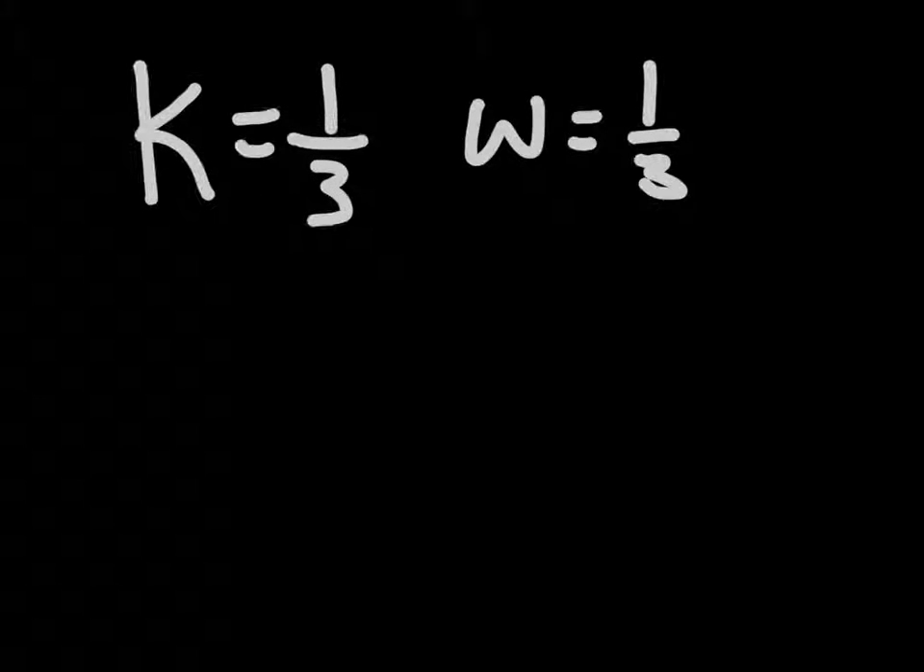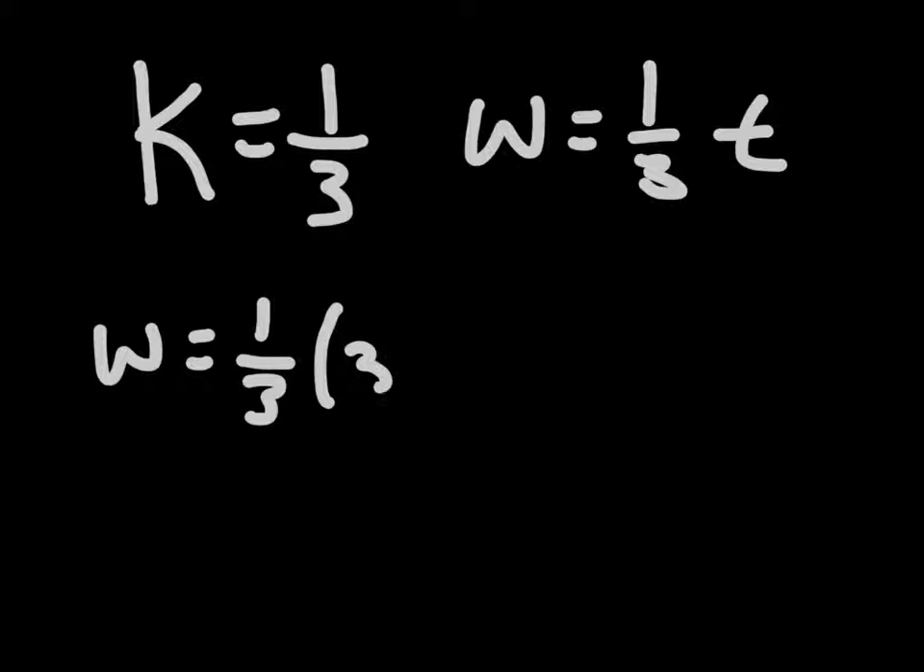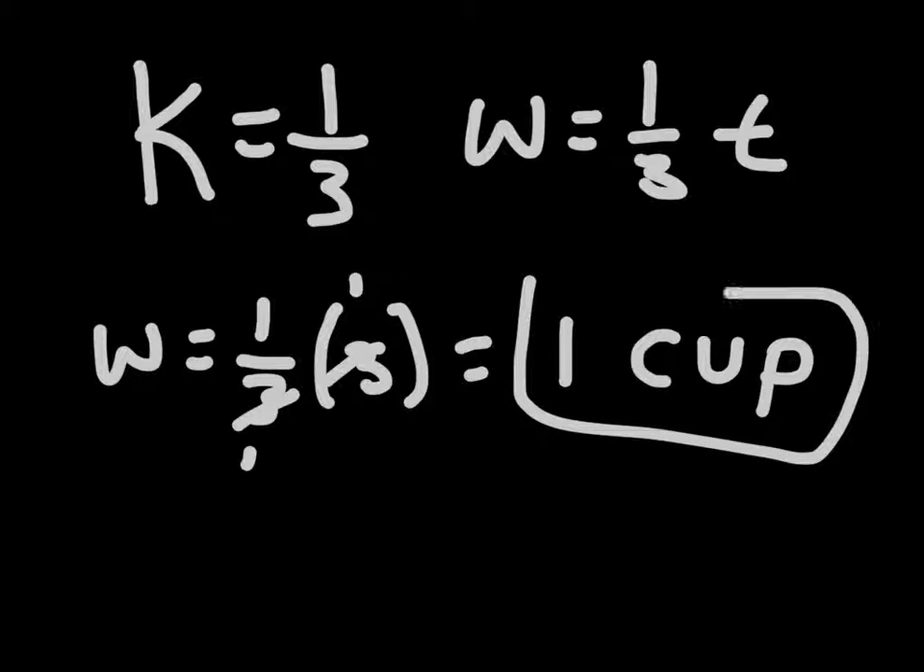We found out that K is equal to 1 over 3. Putting this into our formula, W is equal to 1/3 T. In the question it says, for every 3 minutes, 1 cup of water is wasted. So let's plug in 3 for T. W is equal to 1 over 3 times 3. Those cancel to be 1. So W is equal to 1 cup. Therefore we know that our formula does work. Our answer is correct, and we've done the right steps.